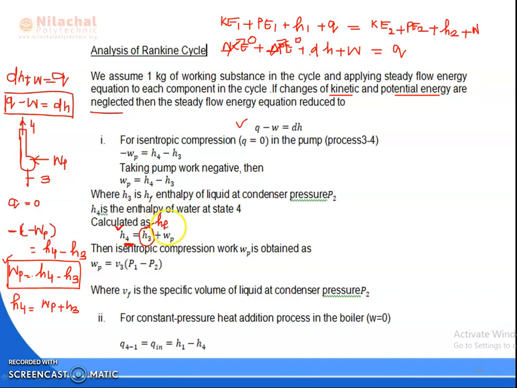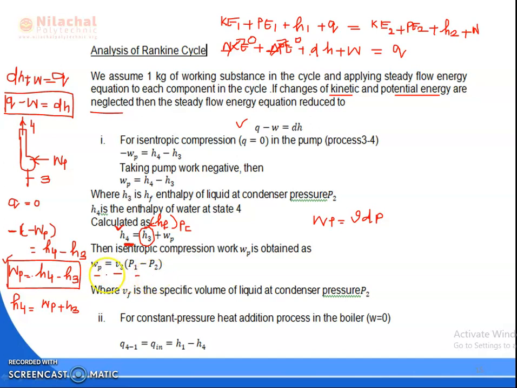And point 3 is at which pressure? Condenser pressure, that is your PC. By seeing the steam table at condenser pressure, you can find HF, that is equal to H3. So you know that WP is a compression work. To calculate the WP, because WP is equal to what? Compression work is the VDP work, change in pressure, or increase.